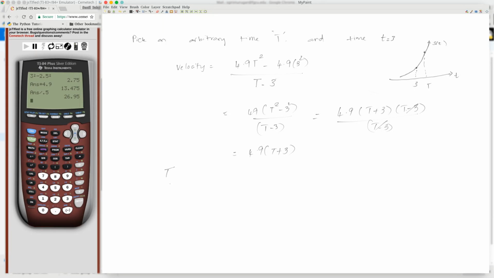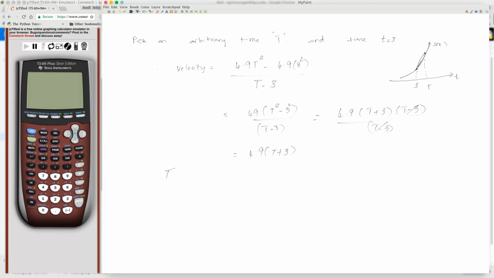Let's pick values of t and make this velocity. This velocity is nothing but the slope of the secant line that is connecting 3 and t. So these 2 points right over here, that's our secant line, poorly drawn of course. And it has a name, it's called the average velocity, because we are looking at the slope of the secant line.